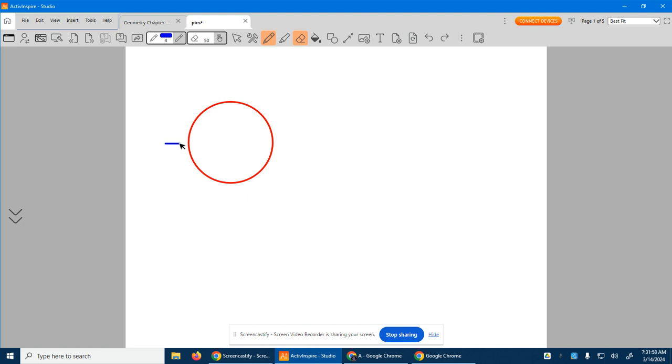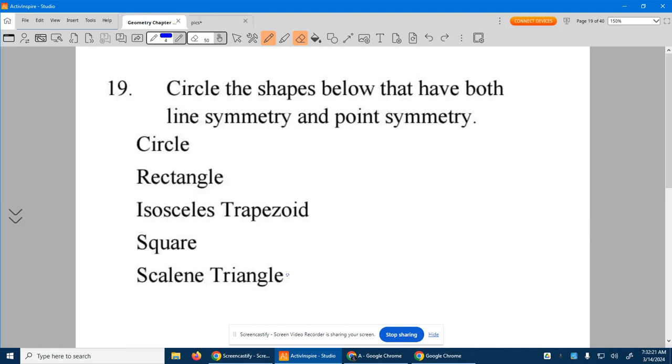Does it have line symmetry? Well, yes, we go right through the center. As long as you go through the center, no matter what line, it is going to flip on itself. So we know it has line. And it obviously is going to have rotational because if we grab it and spin it, it just lands on itself every millionth of a second. So that guy does have both. So for a circle, yes, it does.